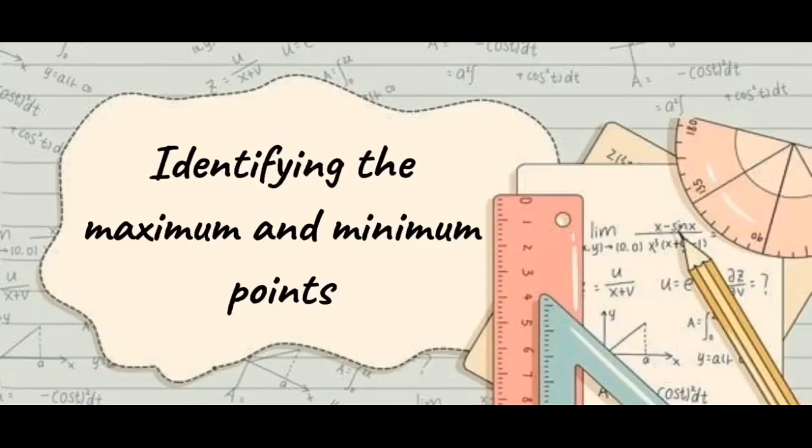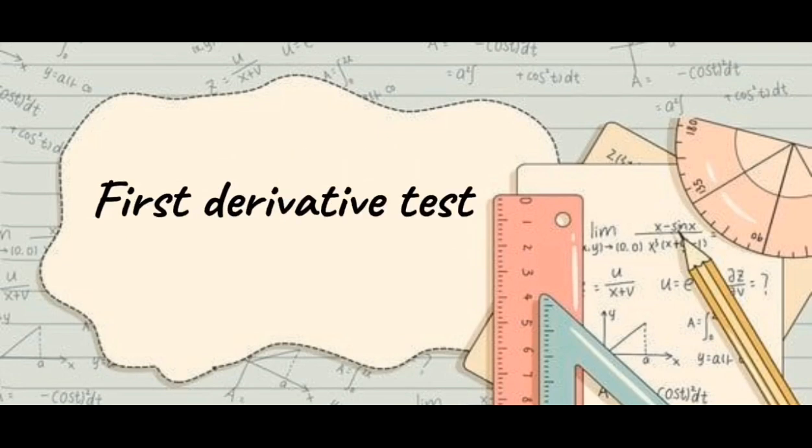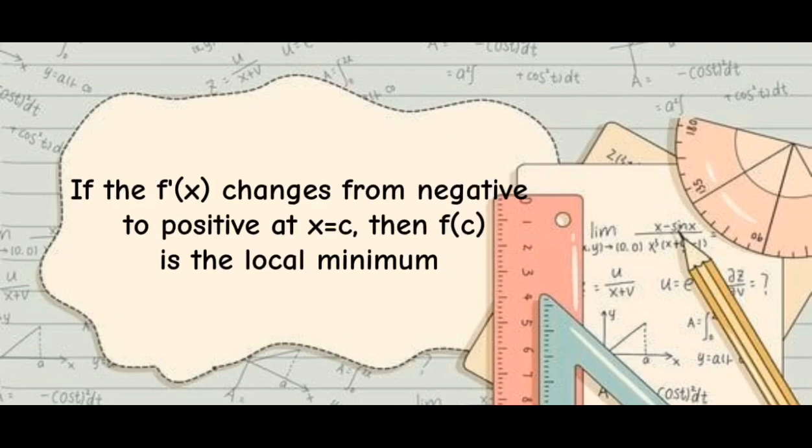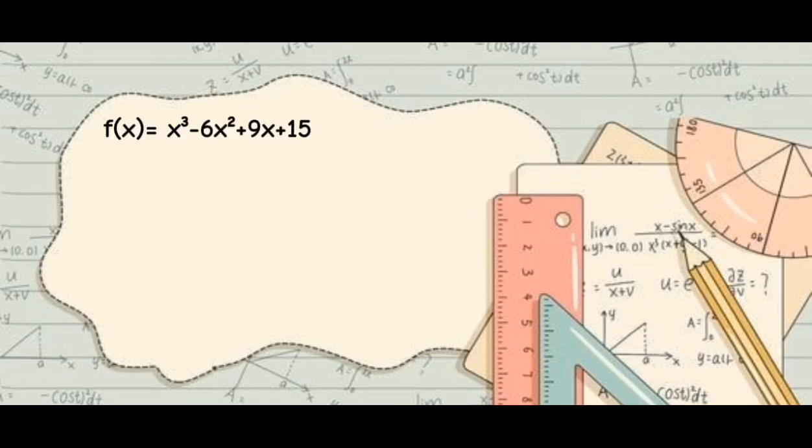Now let's identify the maximum and minimum points using the first derivative test. The first derivative test states that if the first derivative changes from positive to negative at x is equal to c, then f of c is the local maximum. And if the first derivative changes from negative to positive at x is equal to c, then f of c is the local minimum.